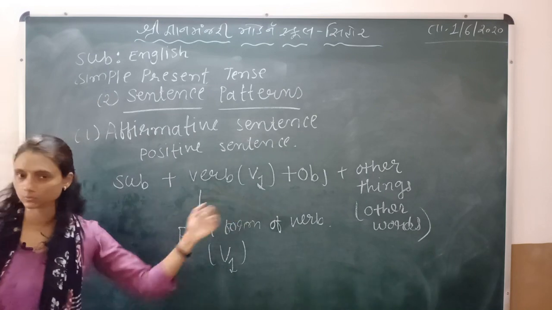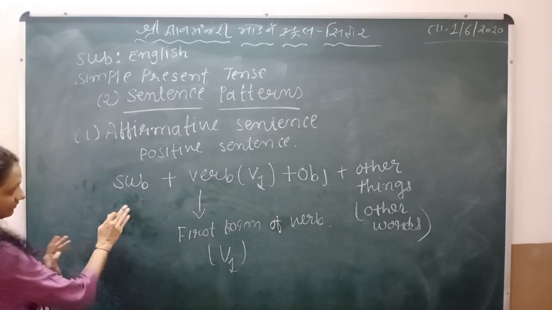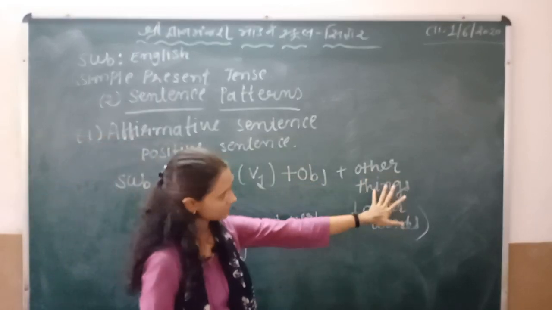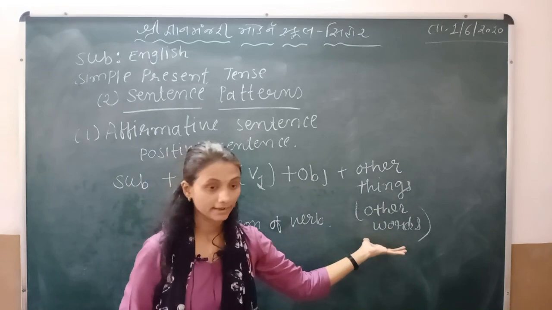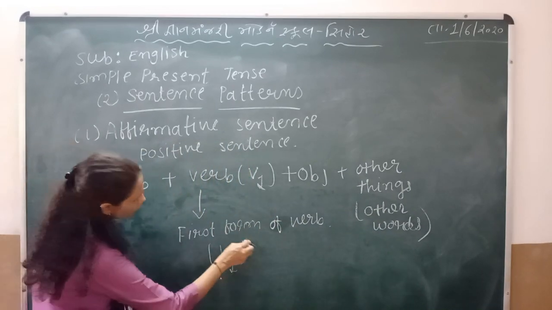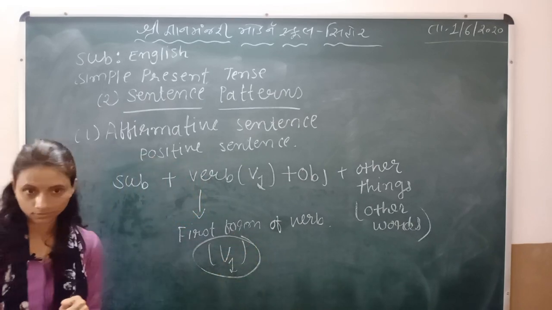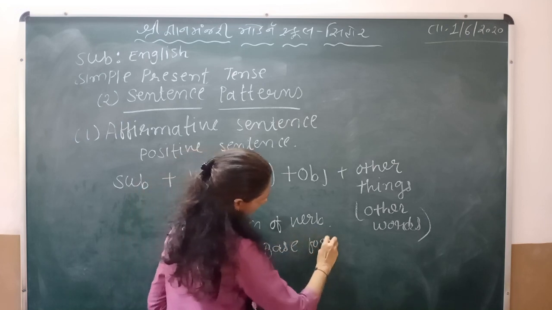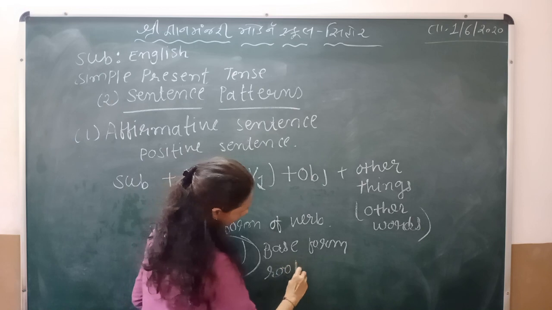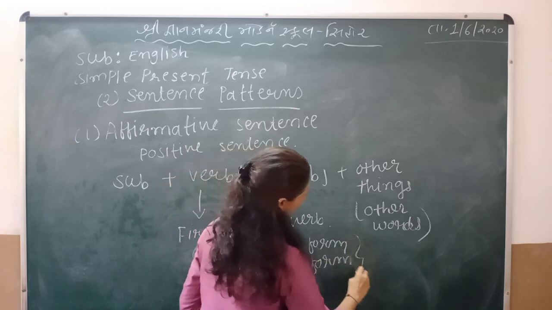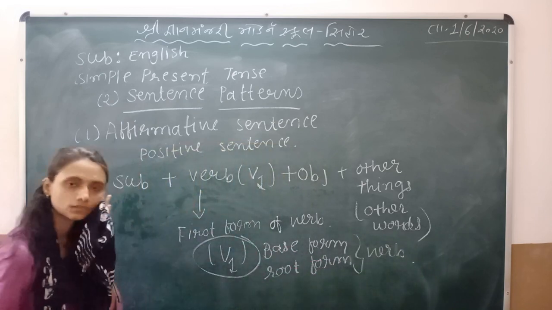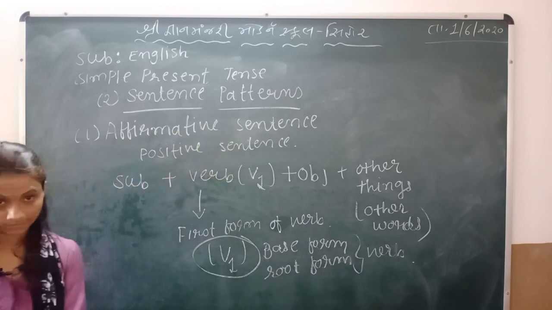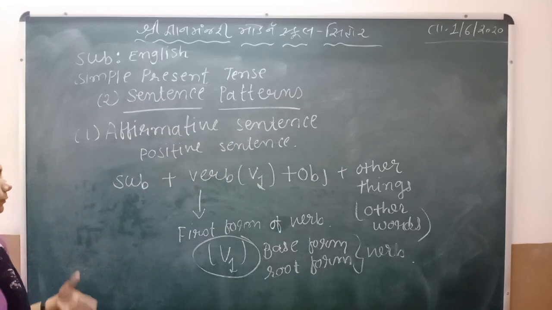So these are the sentence pattern of simple present tense. Let me revise it. First is subject, second is verb, third is object, fourth is other things, or other words. And don't forget that you have to use the base form of the verb. V1 is known as base form, or you can say root form of the verb. See, this is the sentence pattern of affirmative sentence.